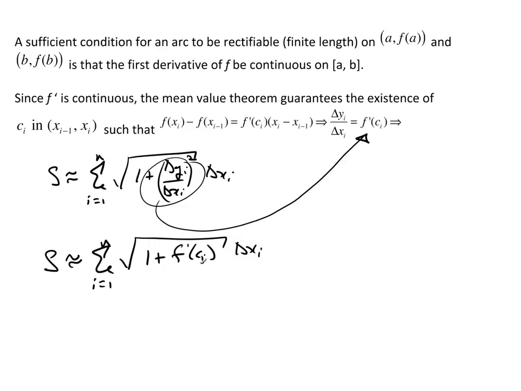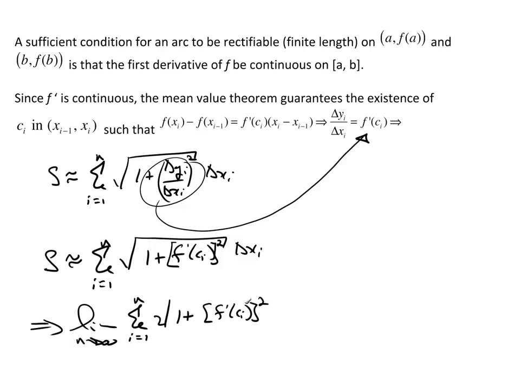Well, these c's are just various values of x. So if I take the limit as n goes to infinity of the sum i equals 1 to n of the square root of 1 plus, I forgot to square this. Sorry, I keep forgetting to square that quantity. Right there, that needs to be squared. 1 plus f prime of ci squared delta xi. These ci's are actually just different values of x.